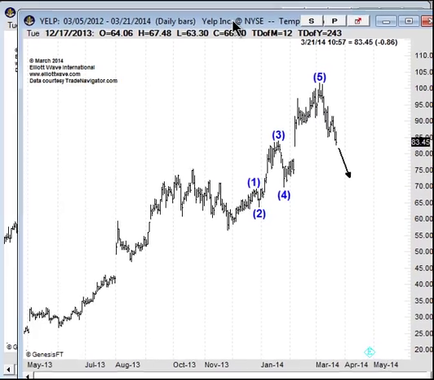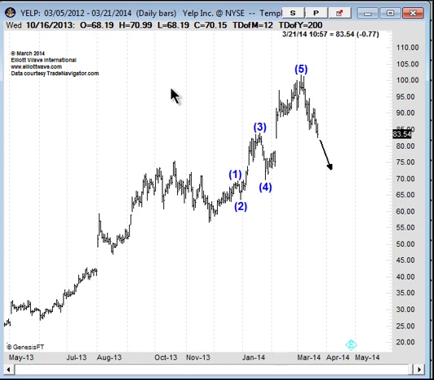This is Yelp. YELP is the ticker symbol. And again, notice a few instances here on the price chart where prices actually come back down and close the price gap. And here's a good example. Now, that being the case, look at this price gap. This occurs in wave 5 of 3 position to the upside.